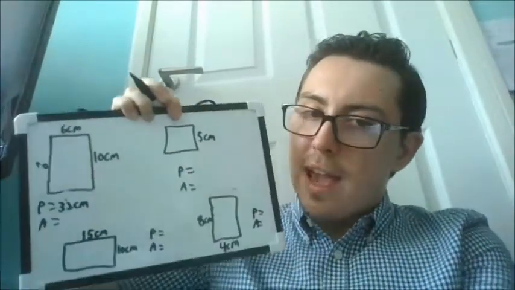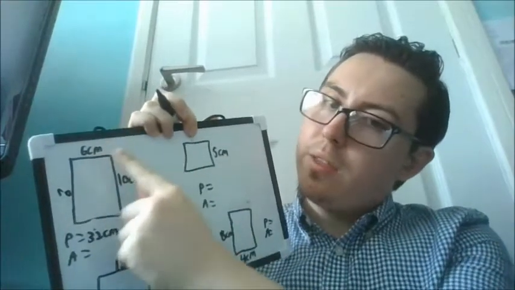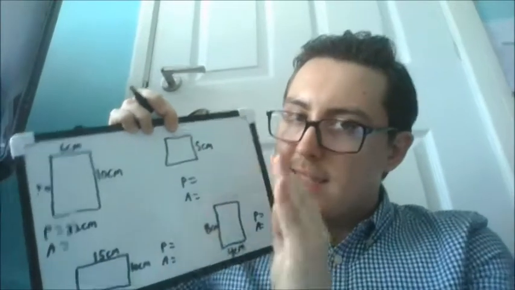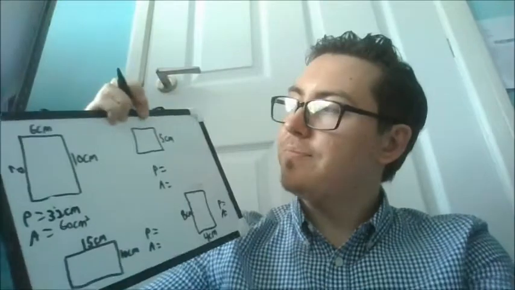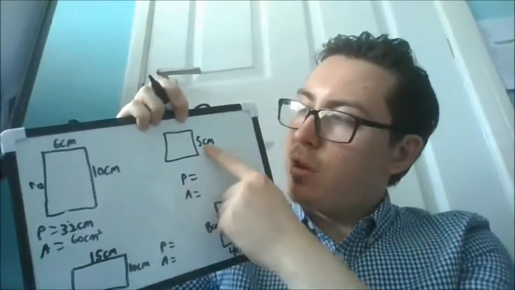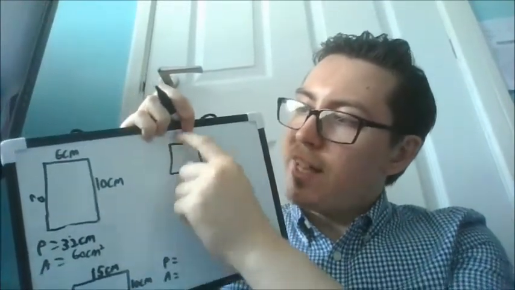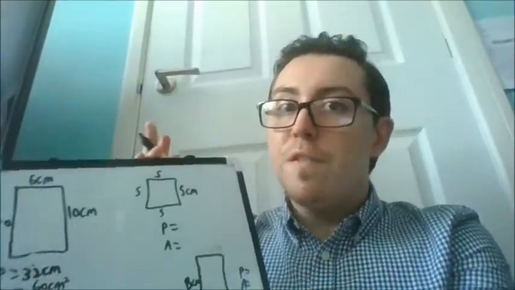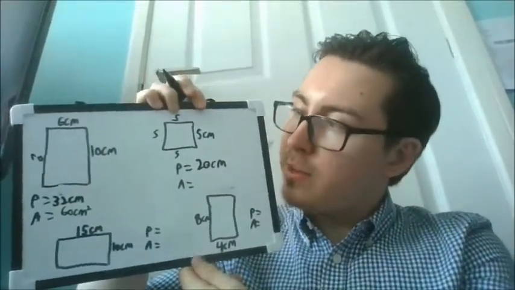Now let's look for the area of this shape. Our length is 10, our width is 6. Length times width, 10 times 6, is 60 centimeters squared. I hope you remember the squared. Let's look at our square up here. We have a measurement of 5. If we're looking for the perimeter, we put 5 on each side because they're all the same. 5 add 5 add 5 add 5, or 5 times 4, is 20. The answer is 20 centimeters as our perimeter.